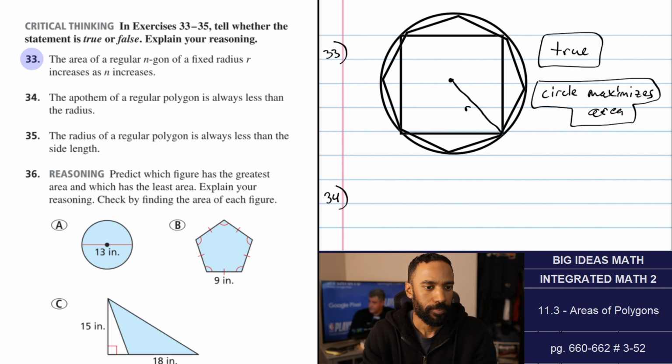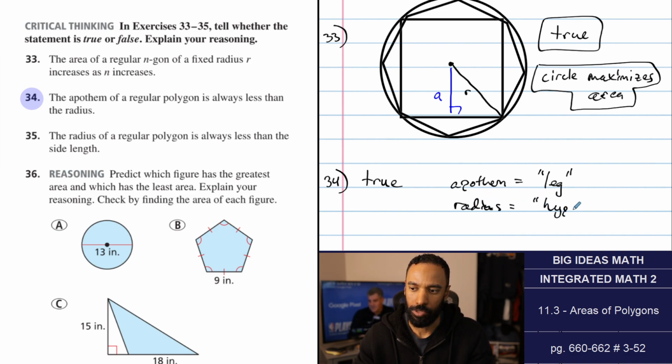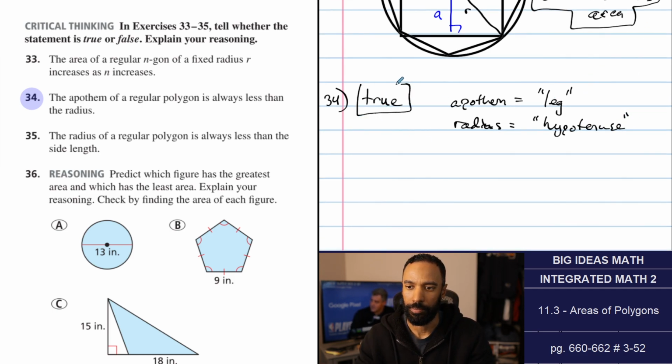Number 34. The apothem of a regular polygon is always less than the radius. True. This is because in a right triangle, just imagine this shot right here, apothem is one of the legs of this right triangle, whereas the radius is the hypotenuse. Apothem equals leg of a right triangle. Radius equals hypotenuse. Hypotenuse is always longer than a leg in the same right triangle we're referring to. So true for that one.